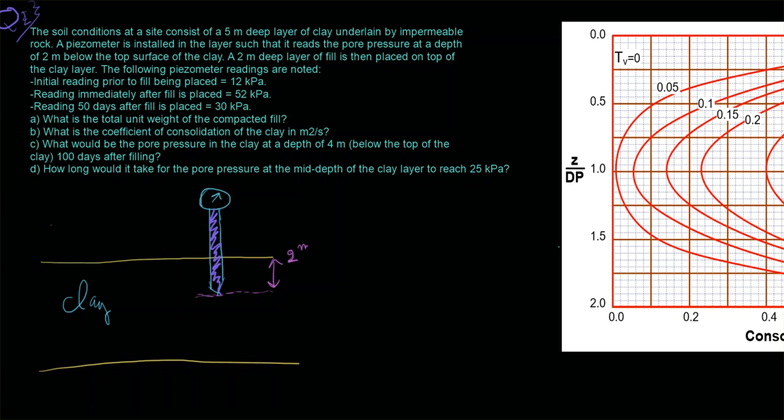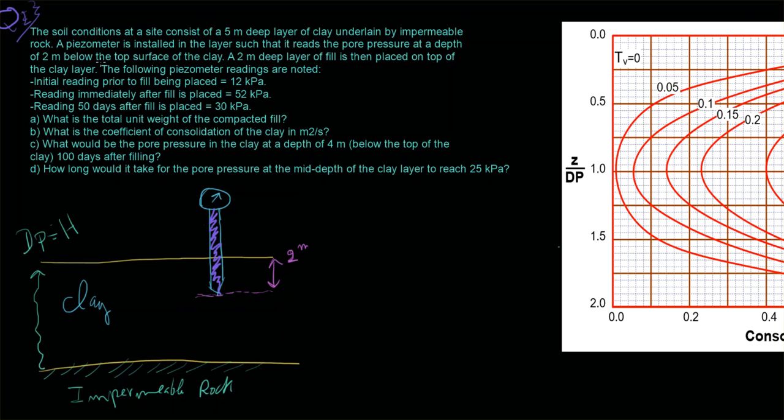Okay, so we got a soil condition which is a site of 5 meter deep clay layer underlain by impermeable rock. So this is a clay layer and it's underlain by impermeable rocks, which instinctively you should by now say that this is a one-way drainage. That means water will only flow one way up, which means my drainage path is equal to the clay height or thickness, which is H.